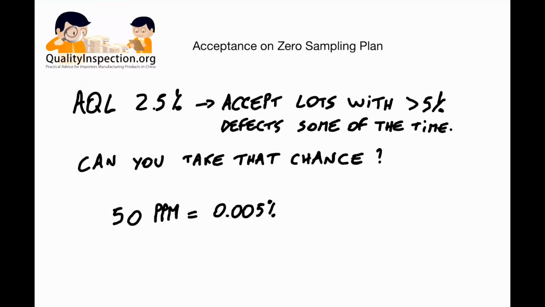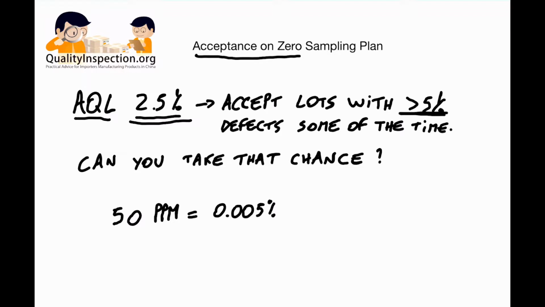Let's first contrast the acceptance on zero plan with the most common type of acceptance plan. In that case, when you set an AQL, acceptance quality limit, of 2.5%, it actually assumes that this is a continuous series of batches with the same process and that quality is reasonably stable. And when you say 2.5%, it really tries to only catch the big issues, which means that sometimes you would accept lots with more than 5% of defective units some of the time. I explained that in another video already. You can look at our YouTube channel and look for OC curves, operating characteristic curves.